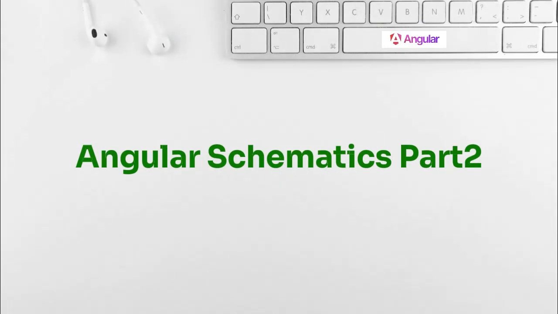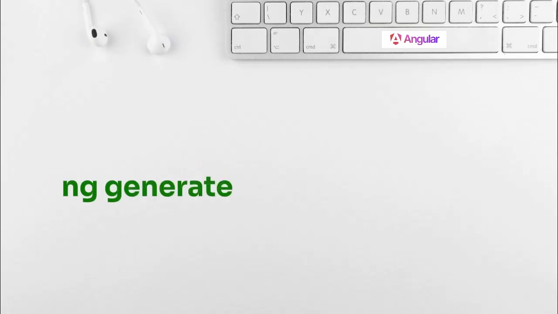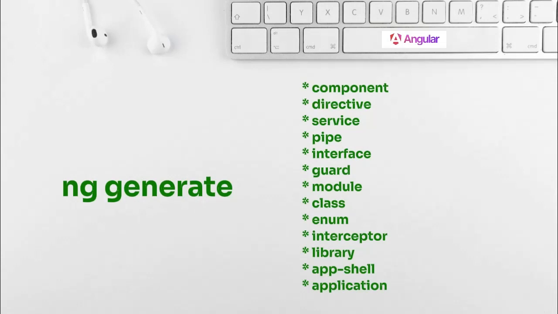Hello everyone, welcome back. So this is Angular Schematics part 2 session, and in this particular session let's discuss the Angular ng generate schematic. With ng generate we can create a component, directive, service, pipe and all. Out of this there are a few important things that we use and create on a daily basis.